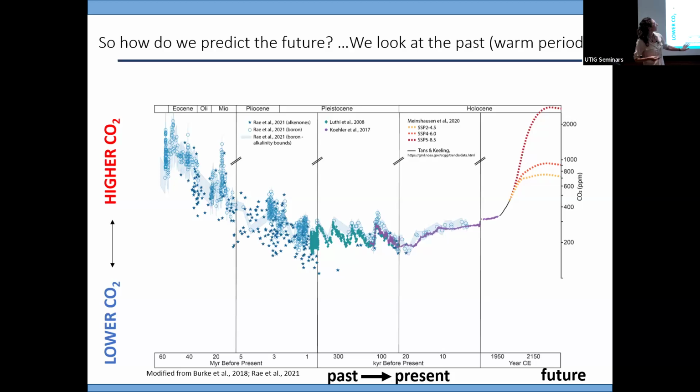This is my current favorite figure to contextualize and motivate my research. So we'll spend some time here. This plot shows CO2 on a log scale, so higher CO2 is at the top. Age is at the bottom, going from oldest to youngest, a little bit into the future. And the geologic timescale or eras are shown at the top.